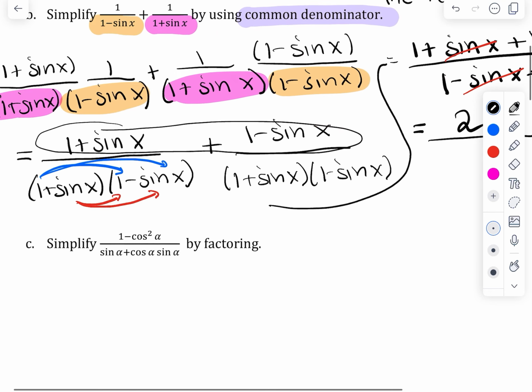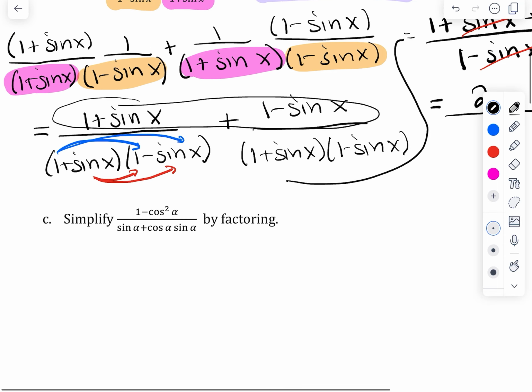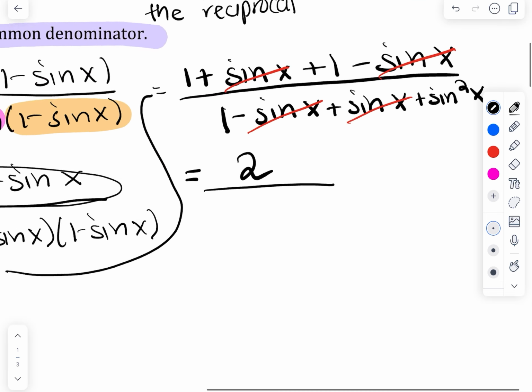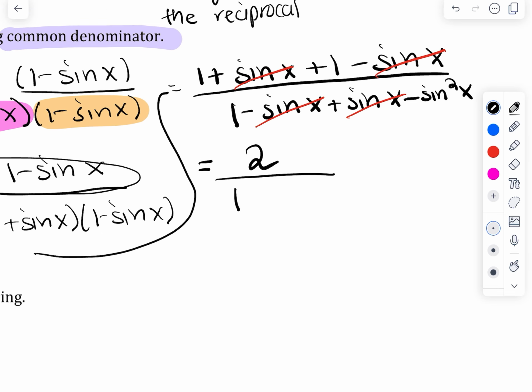Oops. I actually made a mistake here. I said it and I wrote it wrong. Remember when we were foiling this little guy with this little guy? It was a negative sine squared x, and I wrote plus. I know we said it, and then I wrote it wrong. So I'm going to have a 1 minus sine squared x.